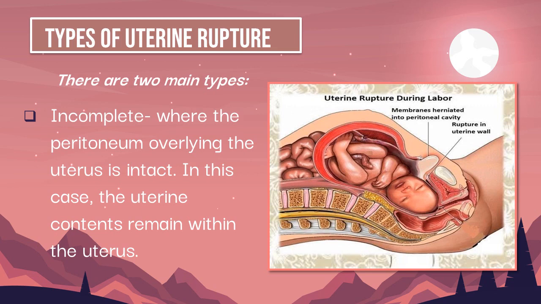There are two main types of uterine rupture: the incomplete and complete uterine rupture. In an incomplete uterine rupture, the mother's peritoneum remains intact. The peritoneum is the membrane that lines the abdominal cavity to support abdominal organs. It also acts as a channel for blood vessels and nerves. An incomplete uterine rupture is significantly less dangerous with fewer complications to the delivery process.